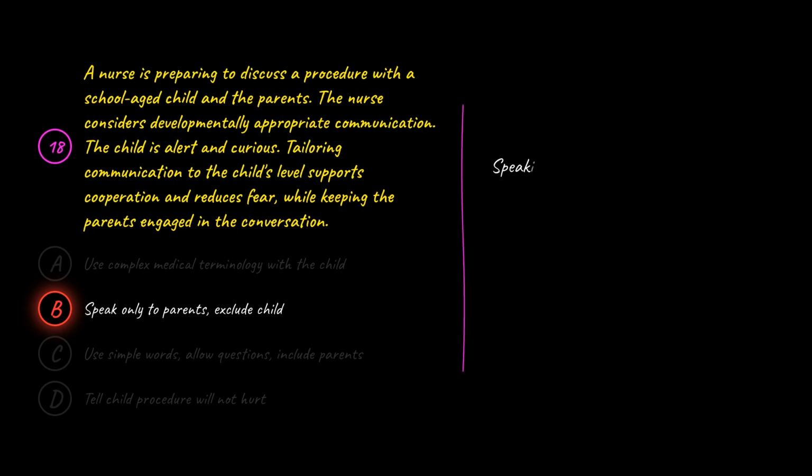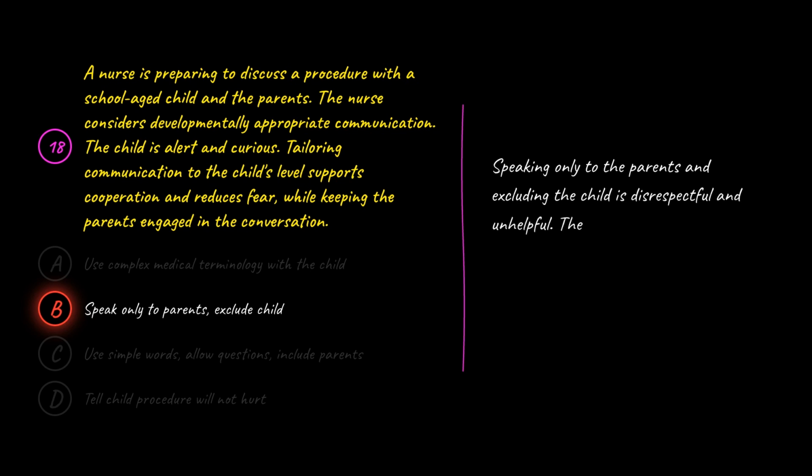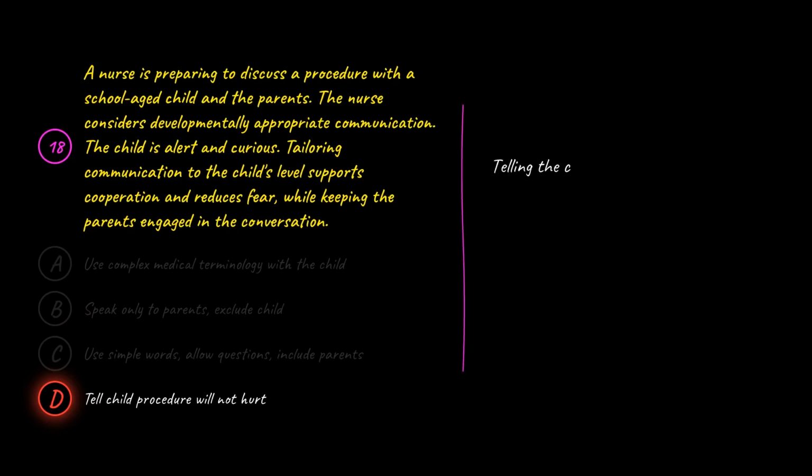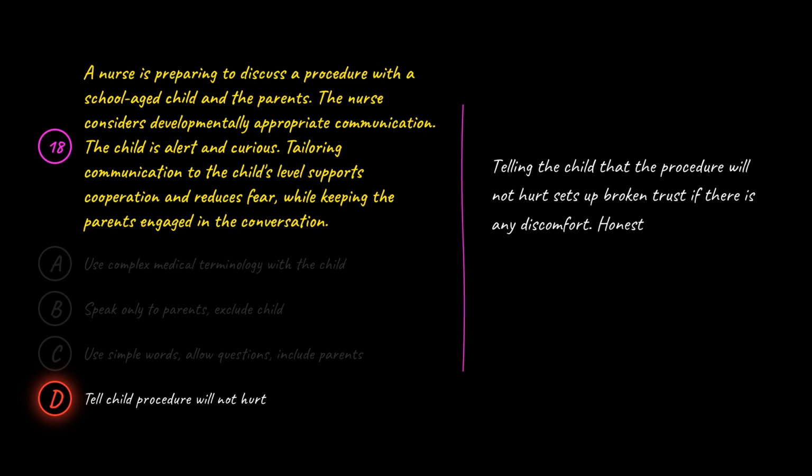B is wrong because speaking only to the parents and excluding the child is disrespectful and unhelpful. The child experiences the procedure firsthand, and exclusion from the conversation increases fear and reduces the chance of cooperation in the moment. D is wrong because telling the child that the procedure will not hurt sets up broken trust if there is any discomfort. Honest, age-appropriate descriptions, including expected sensations, help the child cope better than false reassurance during care.